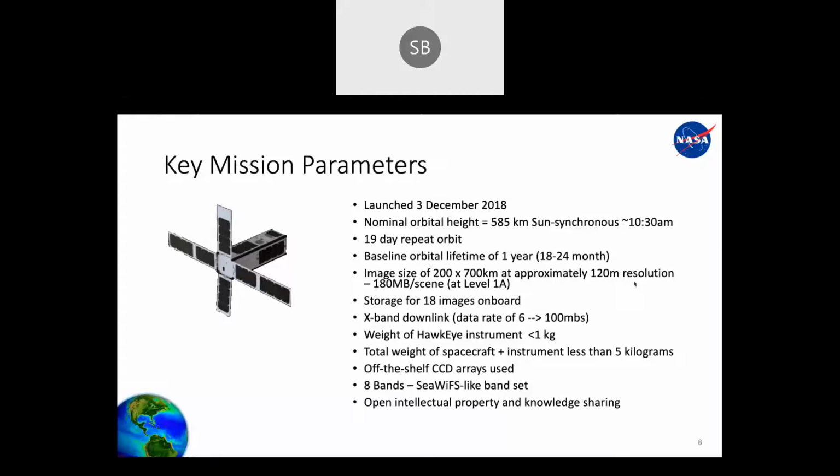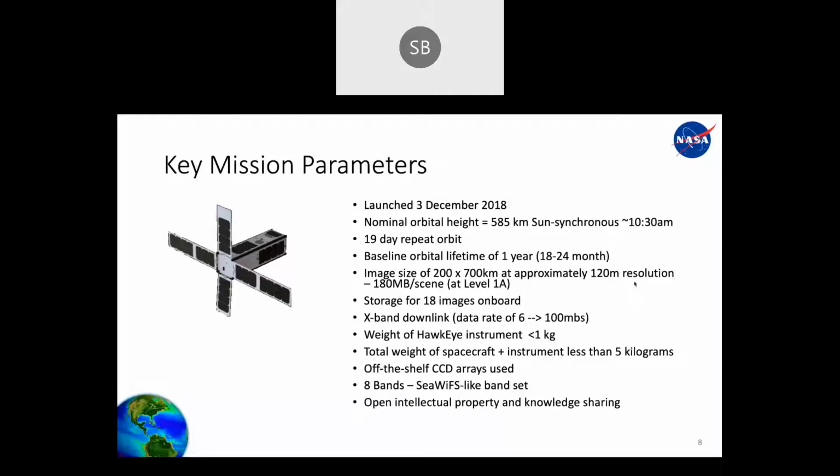We were launched into an orbit of 585 kilometers, sun synchronous, so at approximately 10:30 a.m. equatorial crossing time, which is roughly the same as the Terra platform. We have about a 19-day repeat orbit, so every 19 days we go over the same spot on the Earth. We expected a baseline orbital lifetime of about a year. We're hoping for 18 to 24 months.